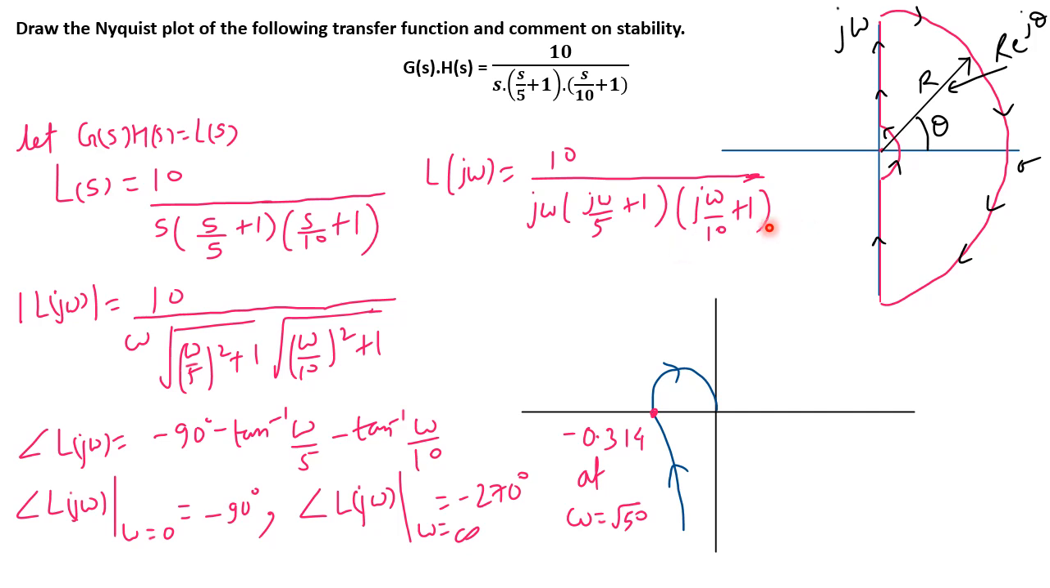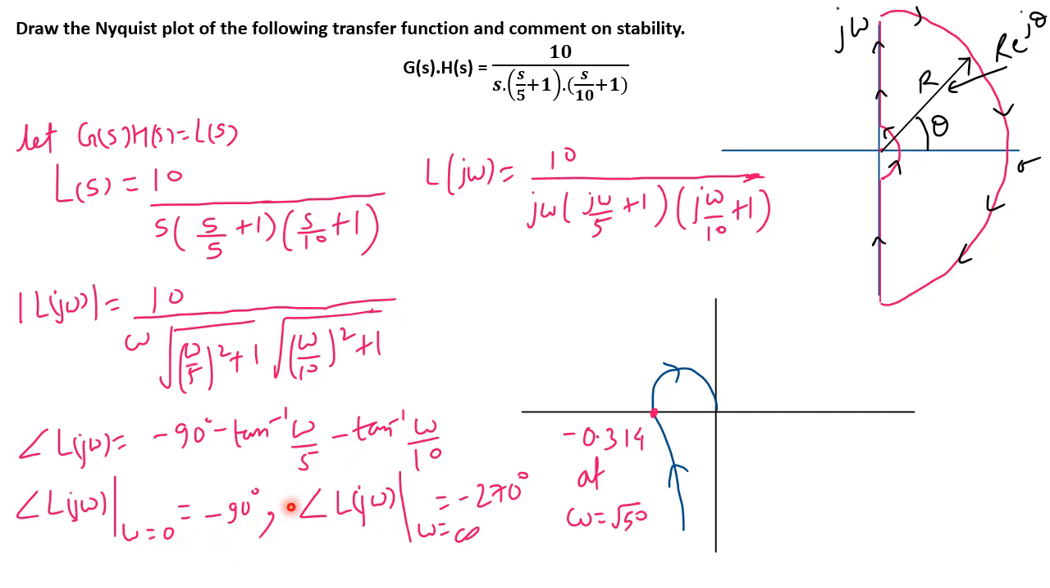For the polar plot, s equals j omega. So now we can write L(j omega) equal to 10 over j omega into (j omega/5 + 1) into (j omega/10 + 1). The magnitude of this is 10 over omega, under root (omega/5) squared plus 1, under root (omega/10) squared plus 1. Now you can see one thing here. The angle of L(j omega) is equal to minus 90 minus tan inverse omega/5 minus tan inverse omega/10. So the polar plot starts from minus 90 degrees.